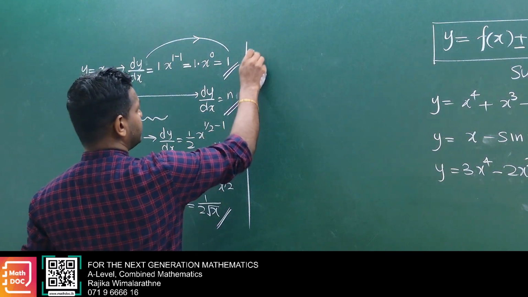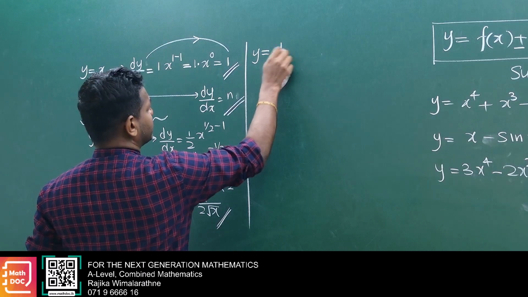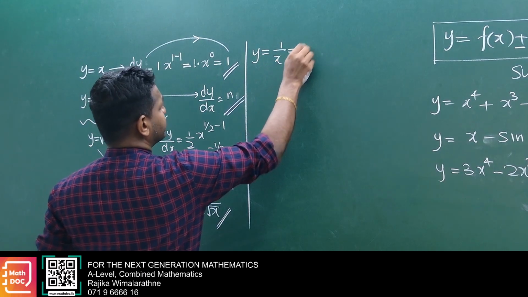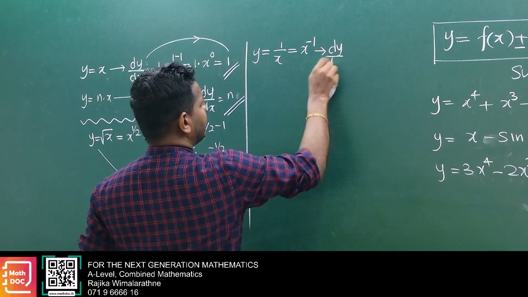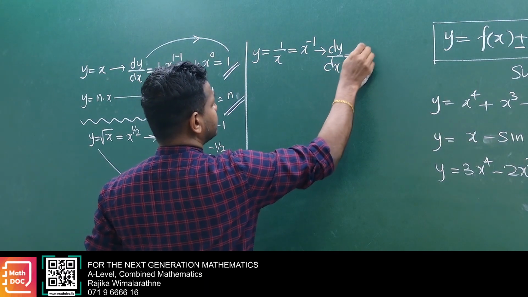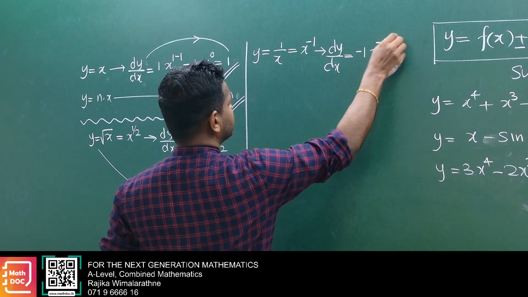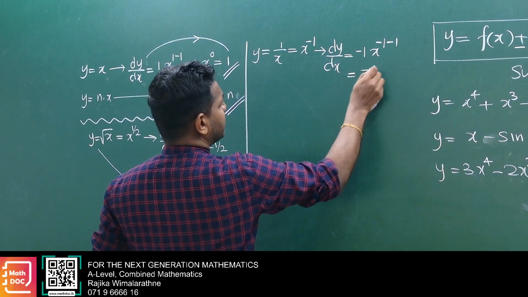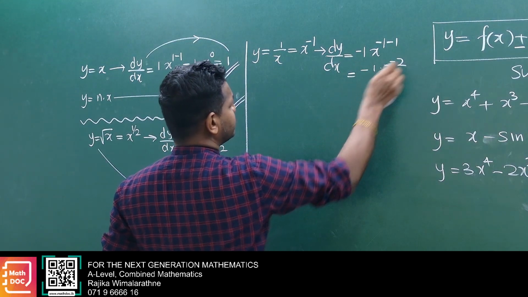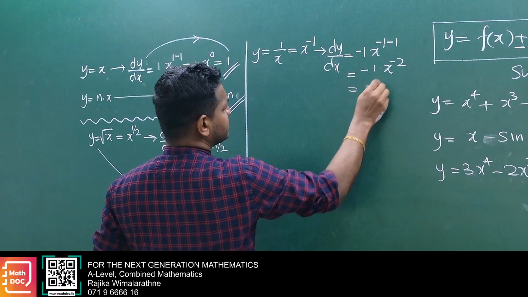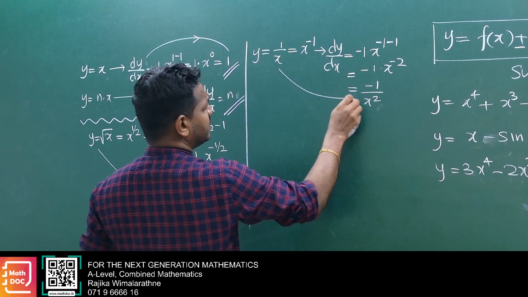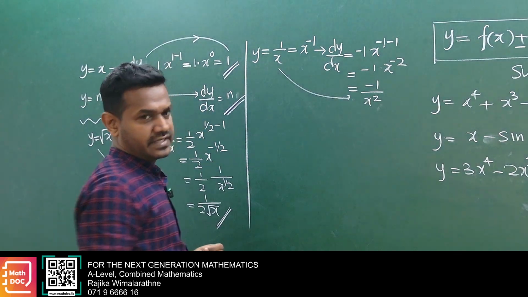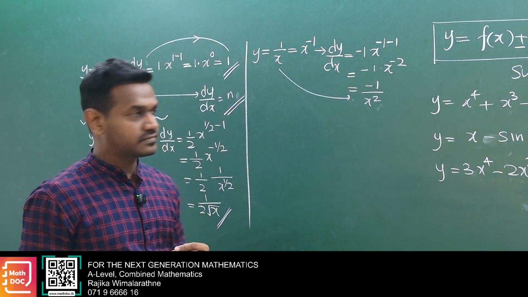Better remember directly. y equal 1 over x. Here x to the power minus 1, no? Then now proceed here. dy by dx is n times x to the power n minus 1, so minus 1 times x to the power minus 2, then minus 1 over x squared. Then better remember directly, minus 1 over x squared.